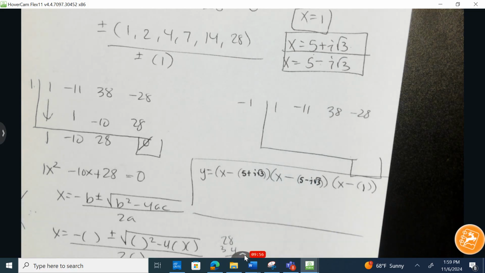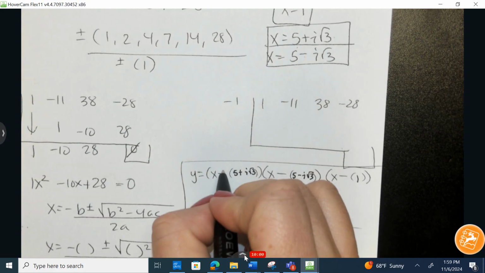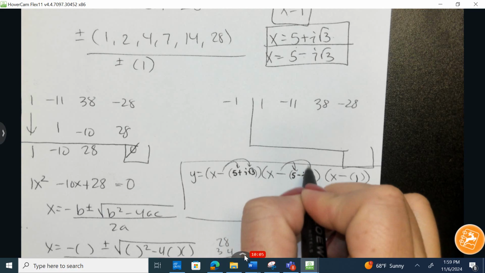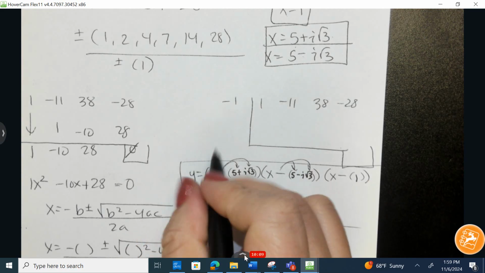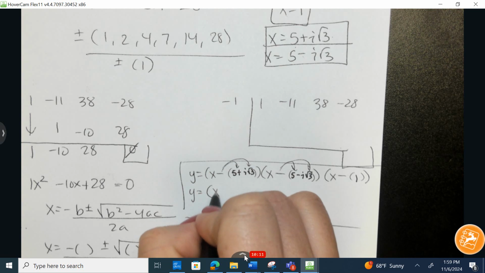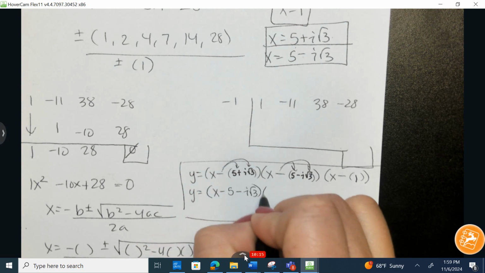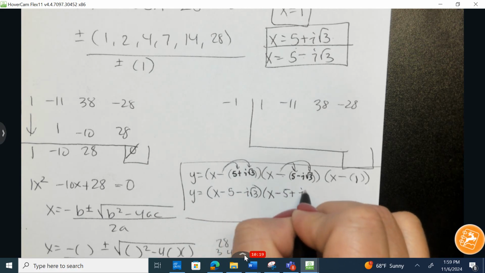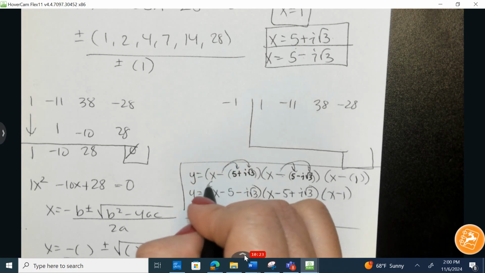Lastly, we need to make this just a little bit prettier. We're going to take the negative sign and distribute to both terms behind. So y equals, it needs to be left as a linear product of factors. So x subtract 5, subtract i square root of 3. x subtract 5, now two negatives make a positive, plus i square root of 3. And then x subtract 1.